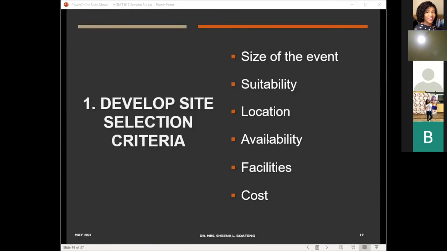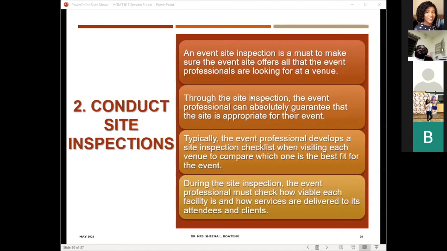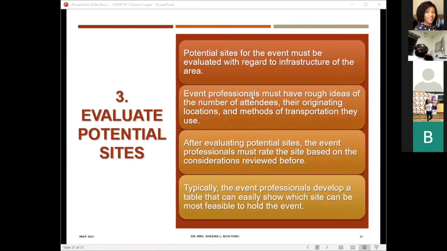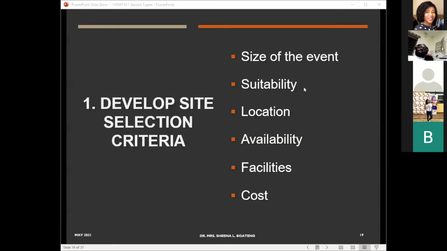So once you are able to do this, you will have a certain criteria based on the size of your event, what will make a site suitable, its location, its availability, its facilities, as well as how much it will cost you to obtain such a site, with which you will carry into conducting the site inspections. So when you go to do a site inspection, you are evaluating the site using these criteria that you have developed, depending on the type of event you are organizing and what your objectives are.